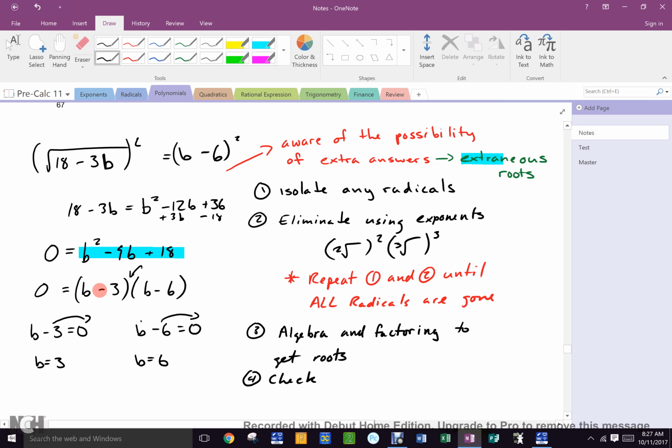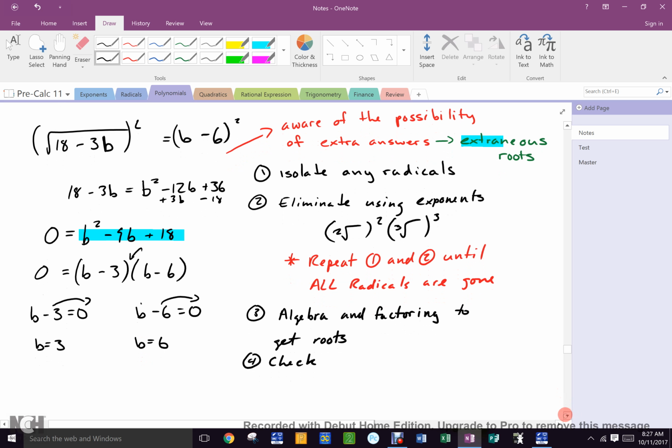Because if this is 0, then does it matter what this is? Then I'm going to get 0 when I multiply them, aren't I? If this is 0, does it matter what this is? I'm going to get 0. So that's why this works. Now, do I have 2 possible answers? What are they? 3 and 6. What's my last step? Check. Where? At what point can I check? The very, very beginning. So I got to go way back up to here before I've squared and done anything, right?